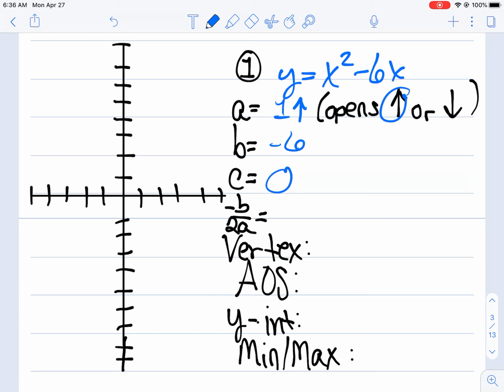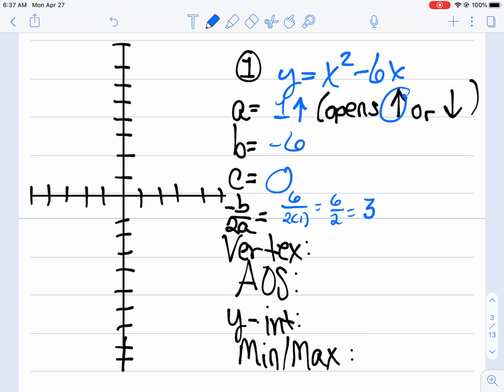Okay. Now, what we're going to do next is find the opposite of B over 2A. Well, B is negative 6. Let me bring those back up here real quick. There we go. B is negative 6, so the opposite of B would be positive 6 over 2 times 1. Okay, so then 2 times 1 is 2, so I get 6 over 2, and that reduces to 3.